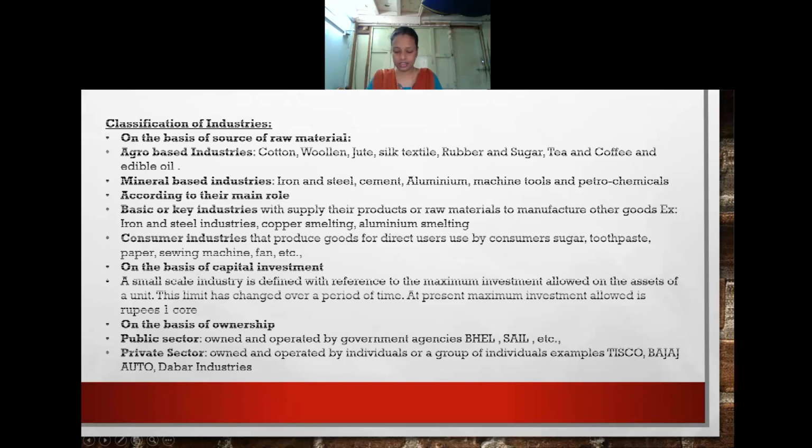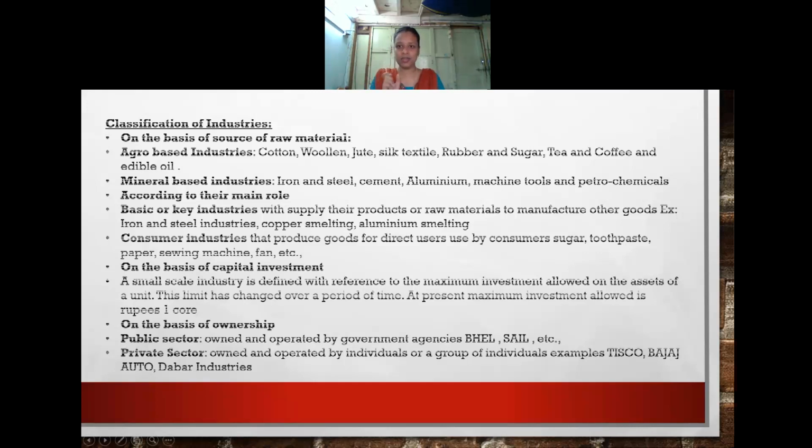So as a result, if we classify the various industries based on a particular criteria, on which criteria the industries are being set up, we would be able to understand their manufacturing in a better way. So industries may be classified on the basis of raw materials.